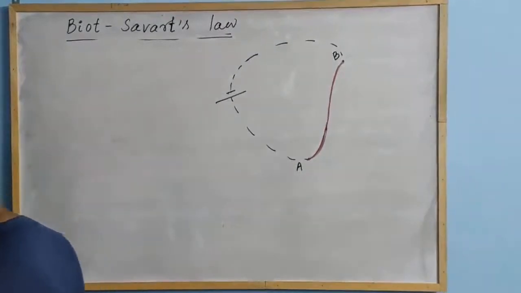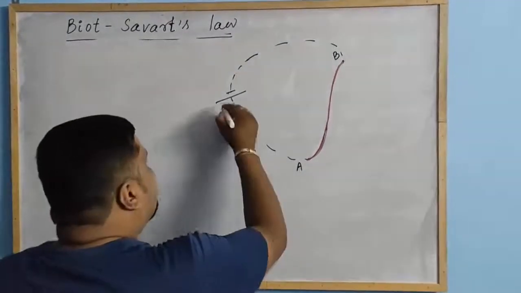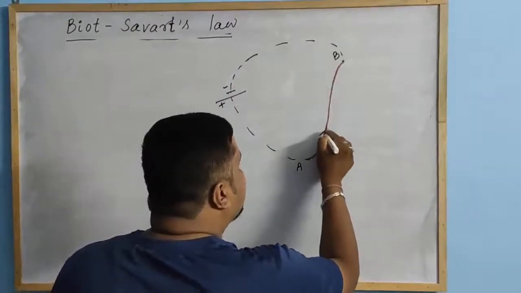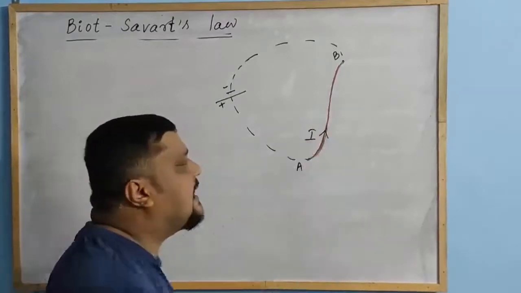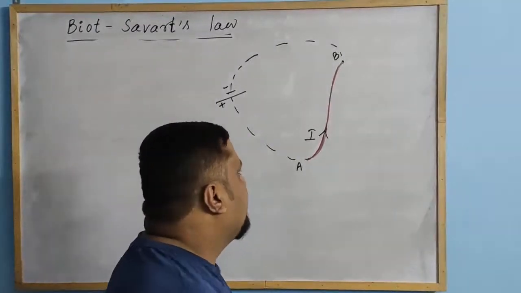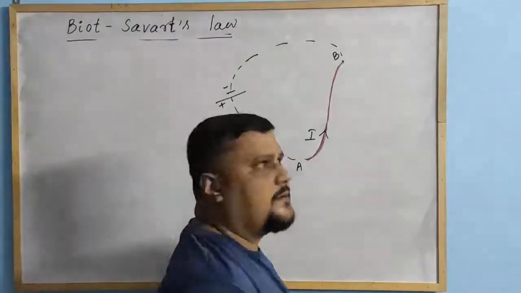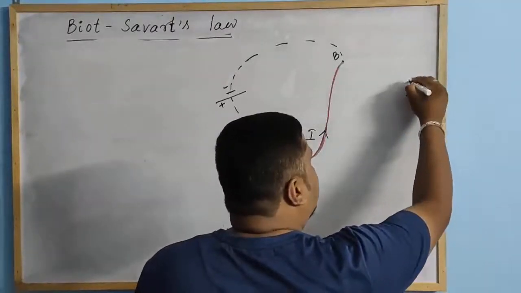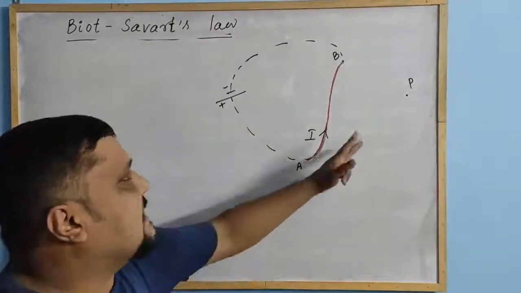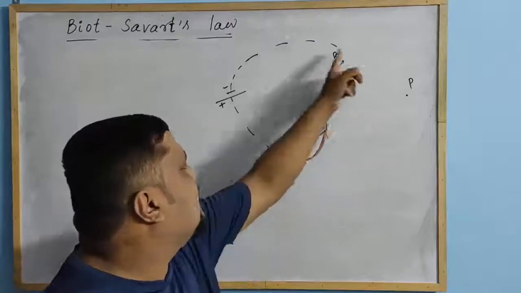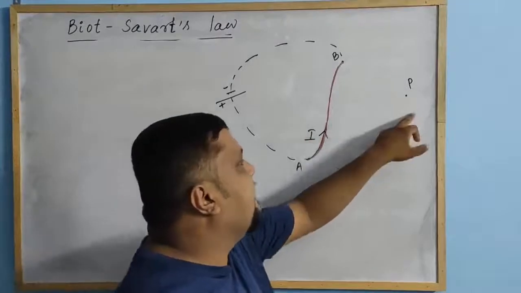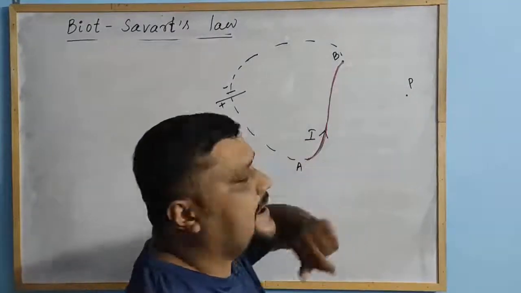It is connected to a source. So this is the positive end and negative end. This is not required. The current is flowing. This is the direction of current. Let the current be I. For this current carrying conductor, consider a point P, which is some distance away from this current carrying conductor. Clear?